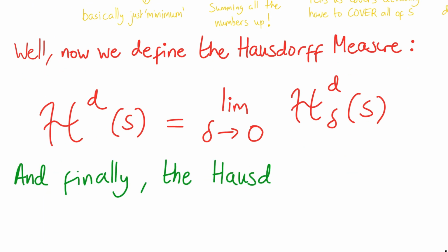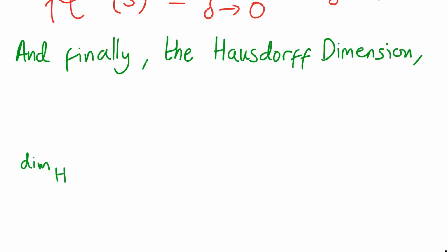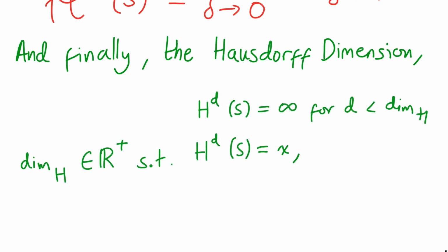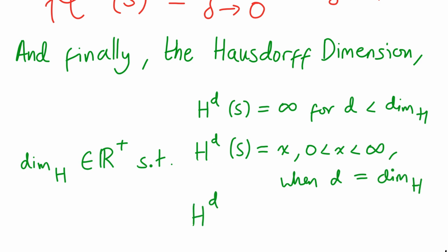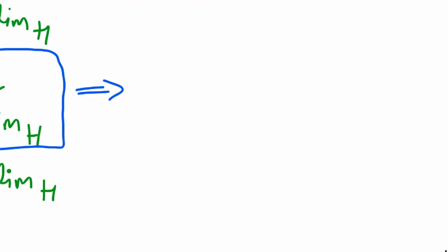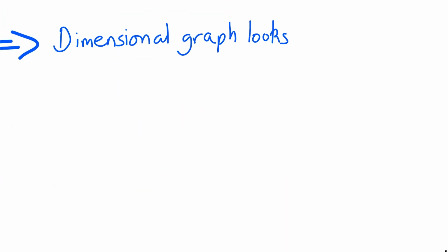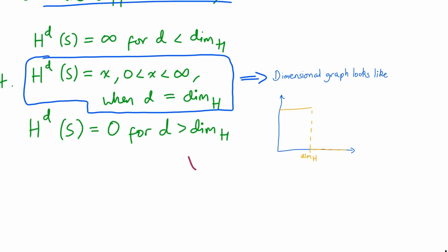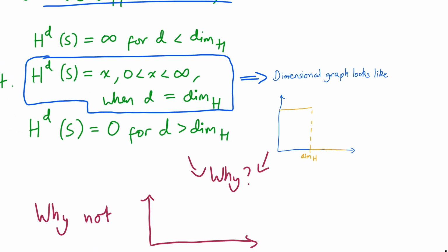And then we can, at last, properly define the Hausdorff dimension of S as the unique value for which the Hausdorff measure is finite and non-zero. But how do we know that there's only one value for which this occurs? Why couldn't the dimensional graph look something like this instead?